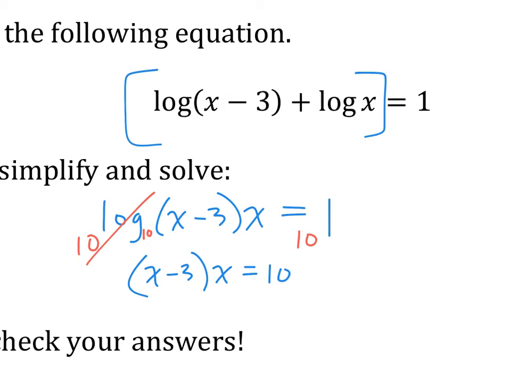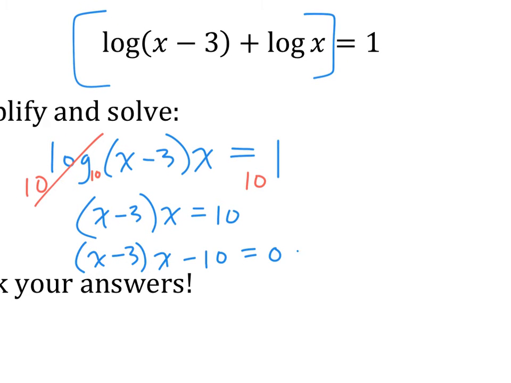Now we need to solve. How do we solve this? Think back to last semester. How do we solve a quadratic equation? Yes, set it equal to 0. That is the key. So (x minus 3) times x minus 10 equals 0. Now what do we do? Yes, in this case, distribute. So x squared minus 3x minus 10 equals 0.